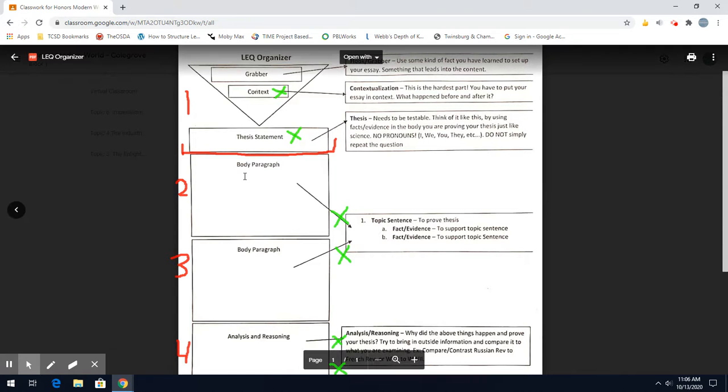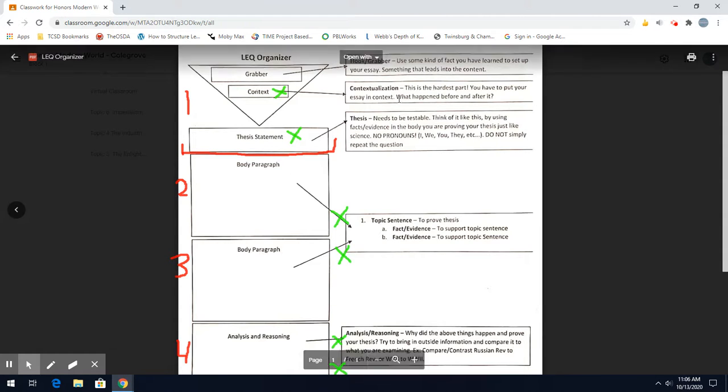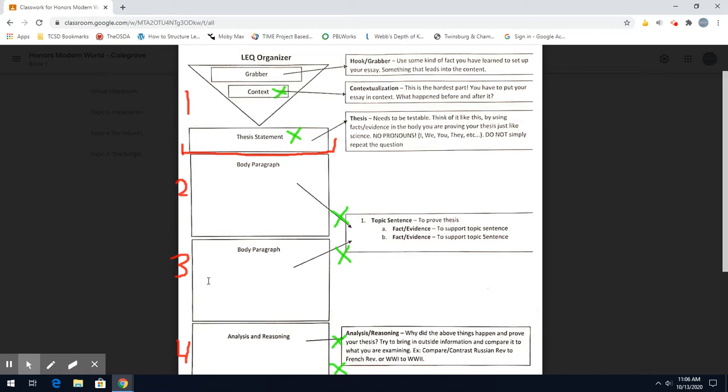So what you do is you give your 2 pieces of evidence that support a topic sentence that proves your thesis. So you're using your body paragraphs to prove your thesis statement. Remember, it's testable, so the stuff that shows that it is right is going to be here. The second point is going to be you arguing that your pieces of evidence prove your thesis statement.